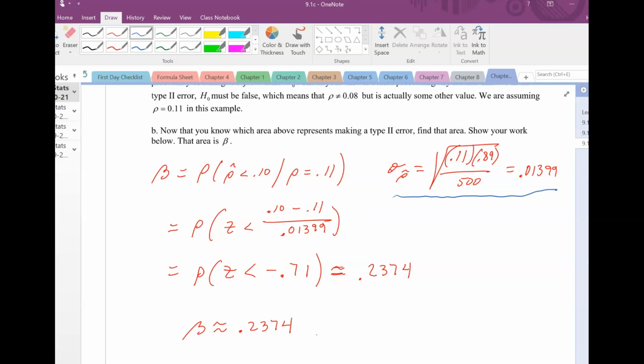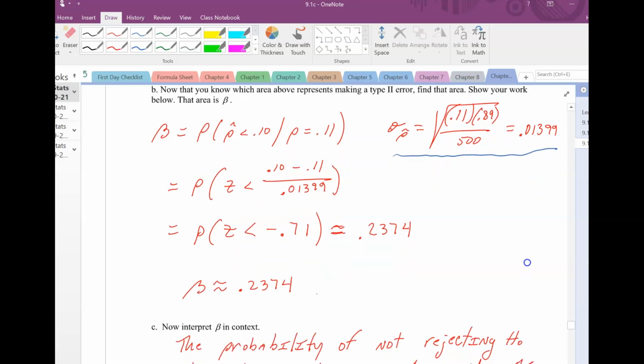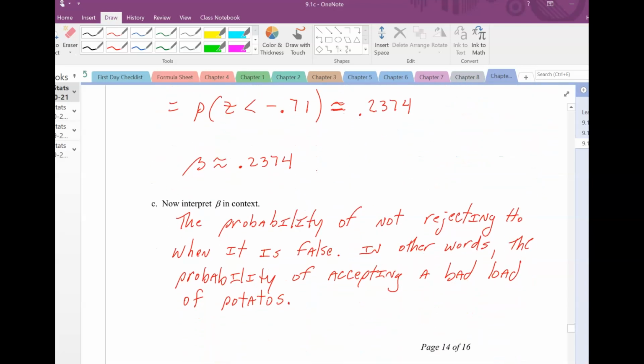What does that mean in the context of the problem? So interpreting it in context, the probability of not rejecting the null hypothesis when it is actually false. So in other words, the probability of accepting a bad batch of potatoes. So it is actually false, but we failed to reject it. It's a bad set of potatoes and we failed to send it back. That would be the type 2 error in this context.